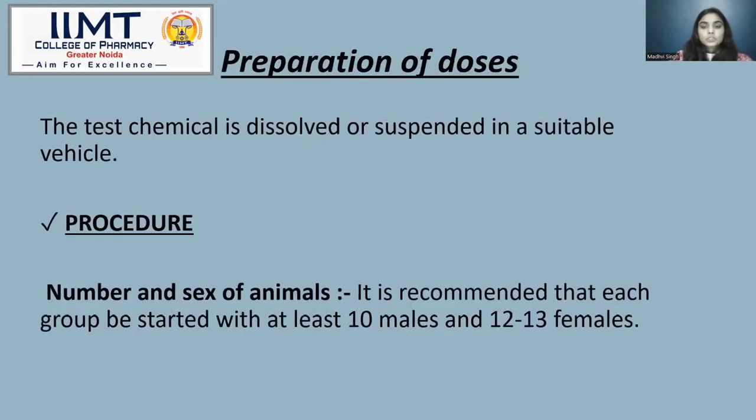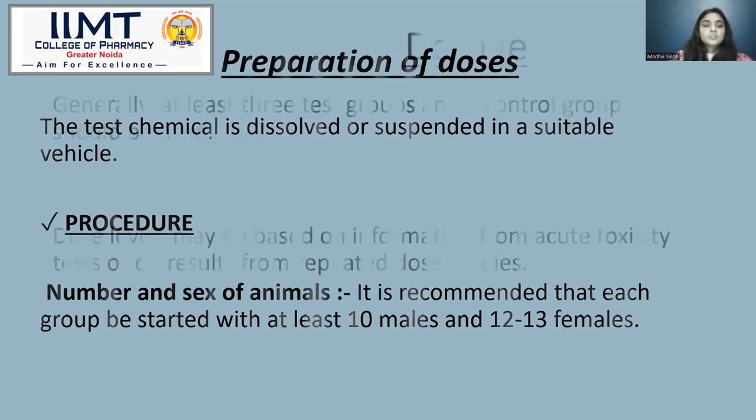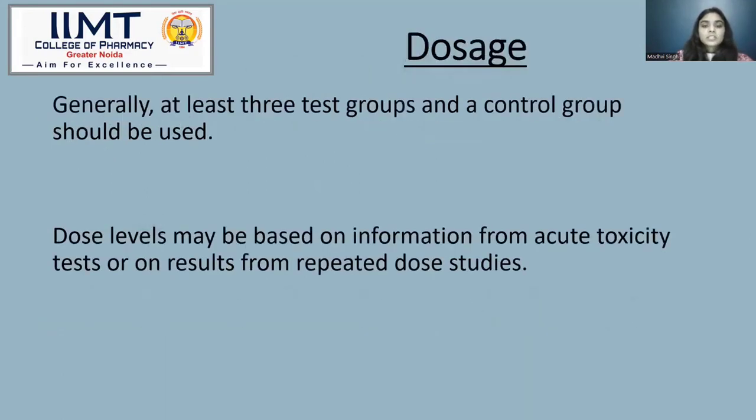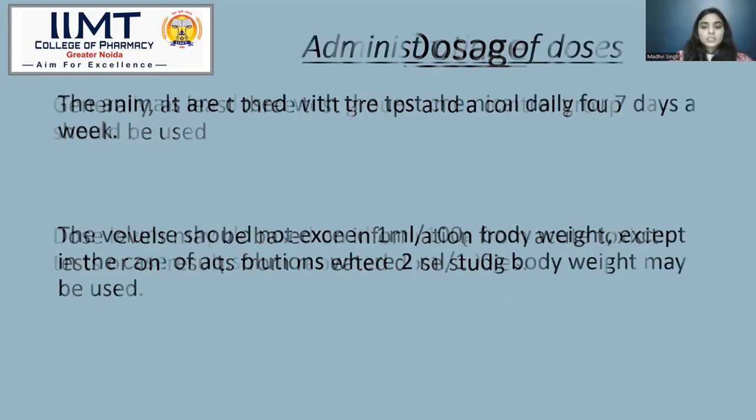Dosage. First, preparation of doses. The test chemical is dissolved or suspended in a suitable vehicle. Procedure. First is number and sex of animals. It is recommended that each group be started with at least 10 males and 12 to 13 females. Generally, at least 3 test groups and a control should be used. Dose levels may be based on information from acute toxicity tests or on results from repeated dose studies.